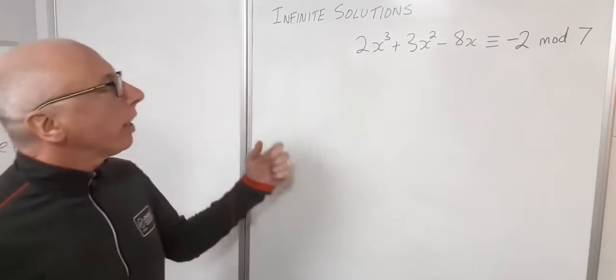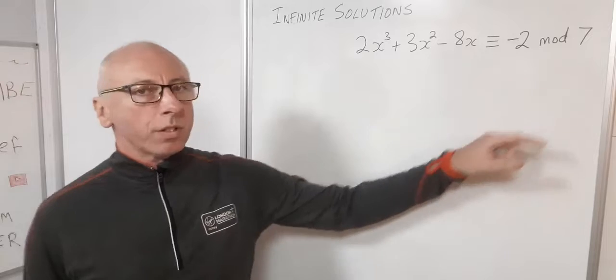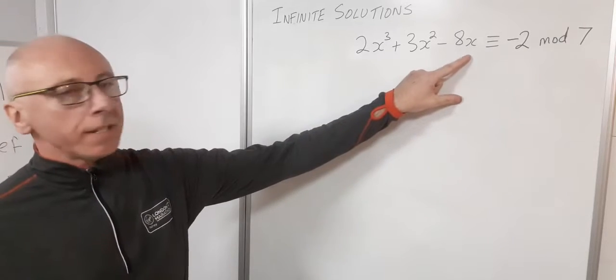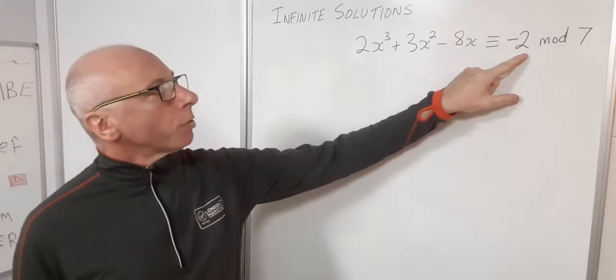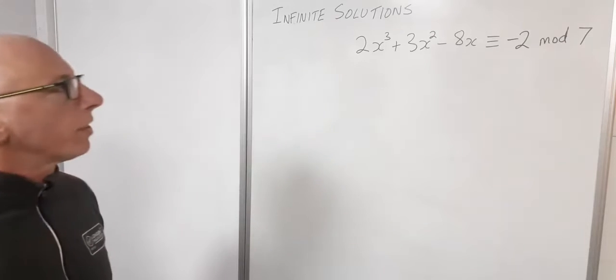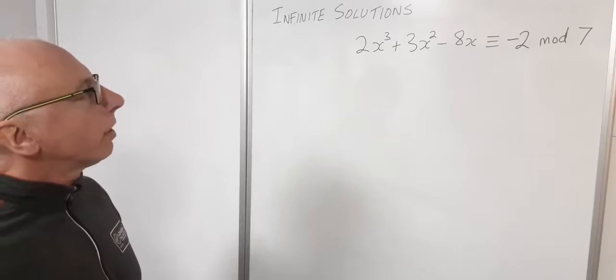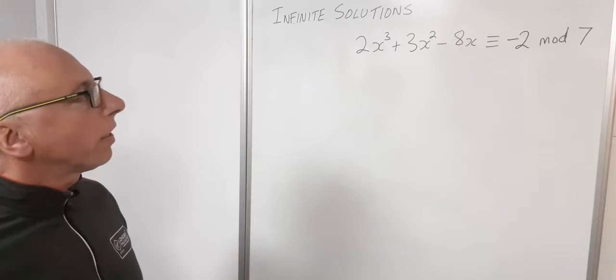Okay, so we've got a question here. We want to find the infinite solutions of this cubic. We've got 2x cubed plus 3x squared minus 8x is congruent with minus 2 modulus 7. Now, how am I going to factor this cubic? Or is there any other way we can find?